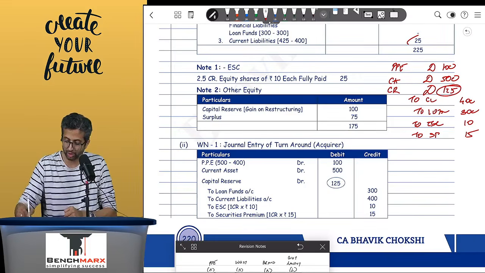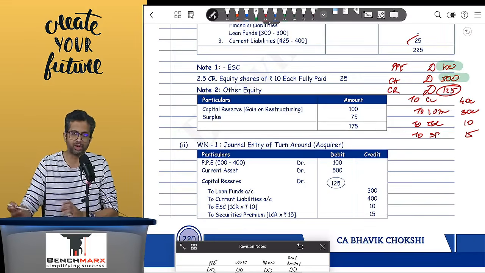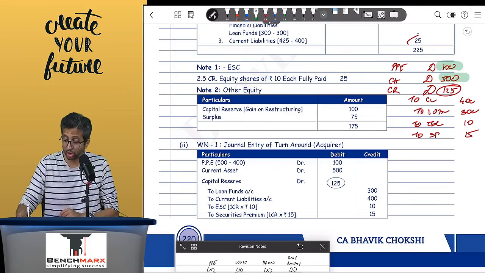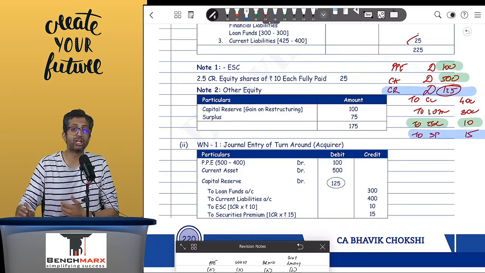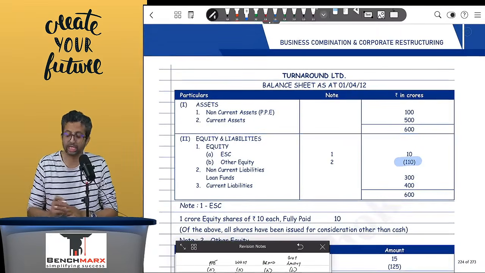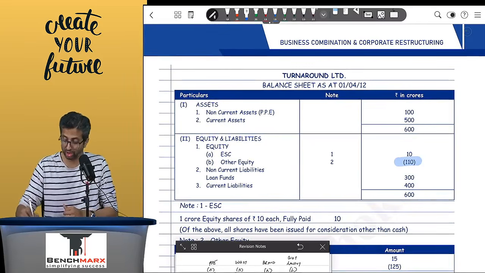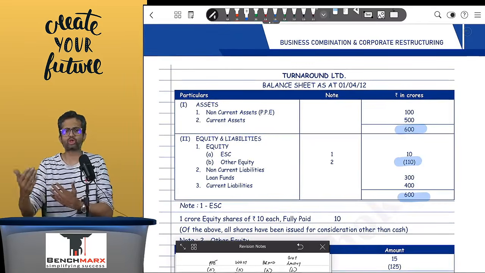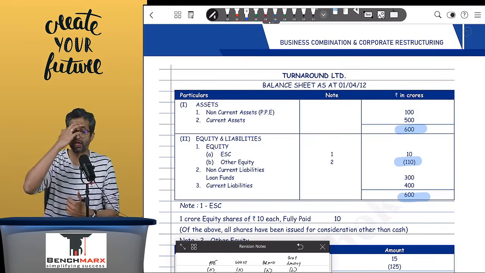So if I go to say for turnaround, your PP will appear at 100, then current assets will appear at 500, that is it. 600 will be the total assets. Your share capital will appear at 10 in the equity section, and your reserves will appear at 15 credit and 125 debit, and hence it's a negative 110. So over here, if you go to see, there's a negative 110 on your reserves. Loan funds will be taken over at 300, current liabilities at 400, and hence your total of the balance sheet comes at 600. You will also write a note to explain to the examiner the possibility that there is a restructuring which is happening, so a note can possibly be given.